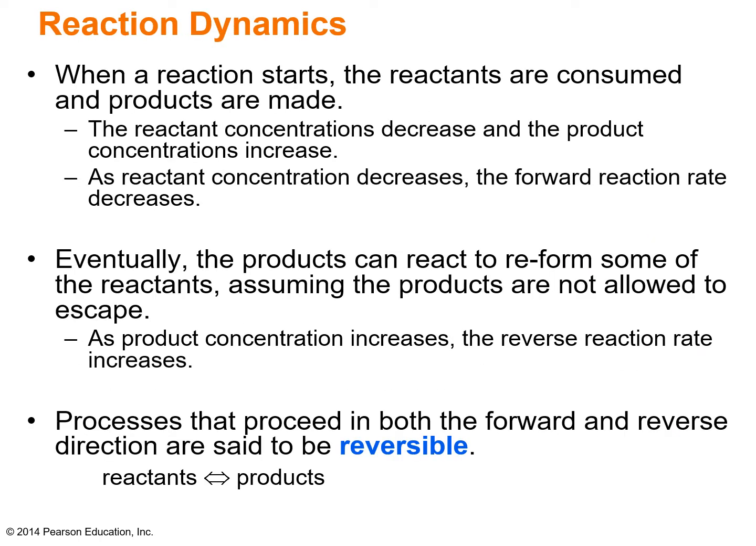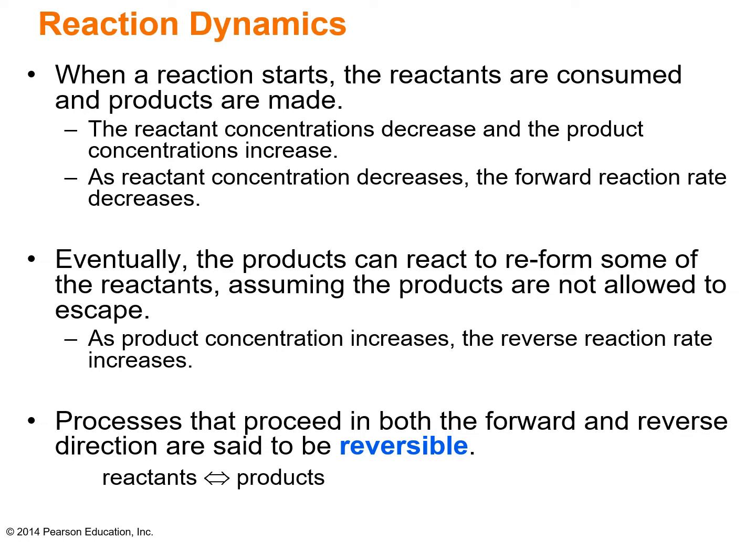In terms of reaction dynamics, when a reaction starts, the reactants are consumed and products are made. We are familiar with this. At the beginning of every reaction, no matter if it is one with a single arrow or double arrow, we're always going to end up with reactants reacting to form products. As the reactant concentrations decrease, the product concentrations increase. This is a result of reactants forming products. As the reactant concentrations continue to decrease though, that forward reaction rate is going to decrease. Why? Because we don't have enough reactants to react to form products anymore.